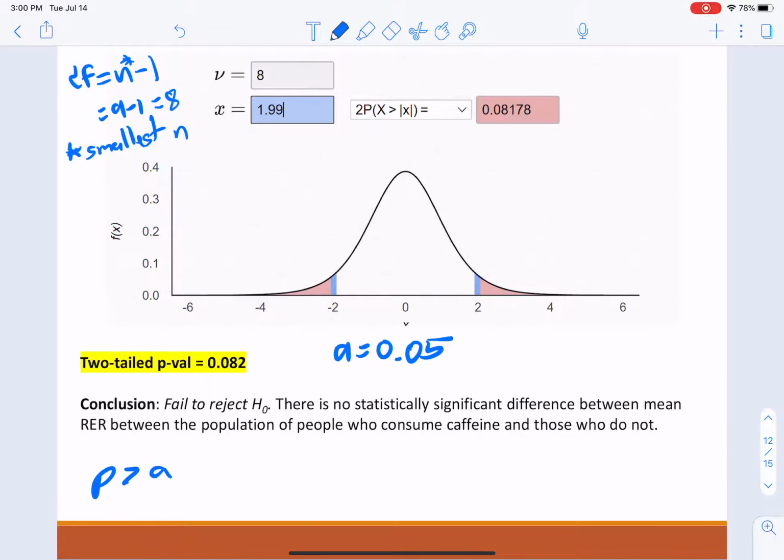So since our p-value is greater than our pre-specified alpha, we fail to reject the null hypothesis. There's no statistically significant difference between the mean RER of the population of people who consume caffeine and those who do not. At least based on our sample, we do not have enough evidence to say that the difference between the two groups was statistically significant.